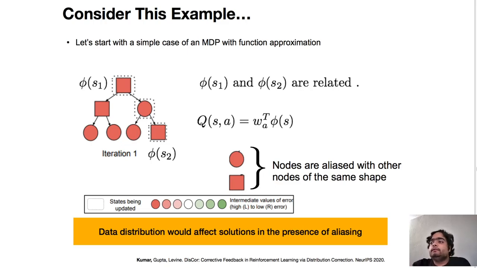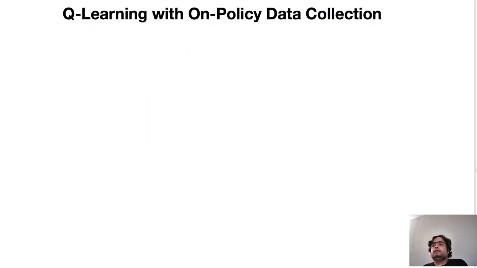And when there is aliasing, we'll talk about how data distribution would affect solutions, and in particular how on-policy data collection may not give you the ability to correct errors in the Q function, especially when aliasing exists in such an MDP. So let's look at how Q-learning operates with on-policy data collection.